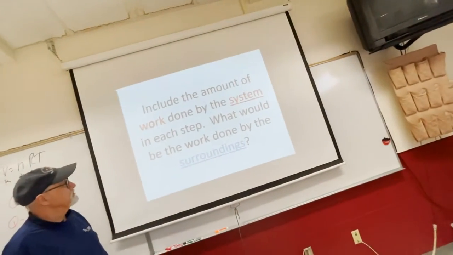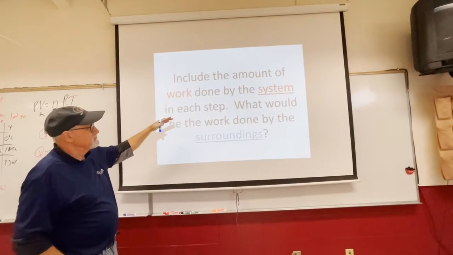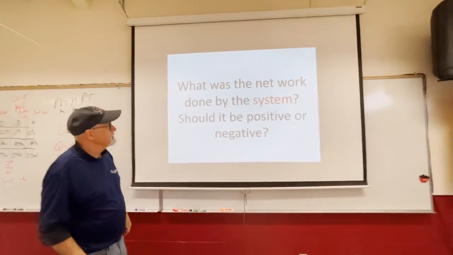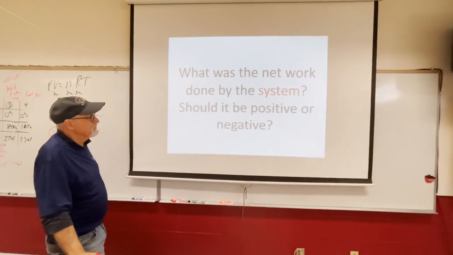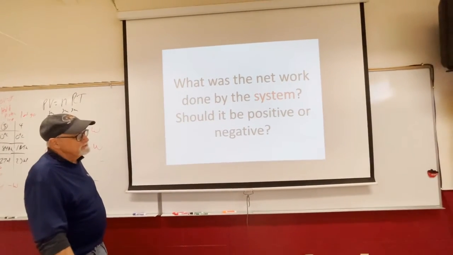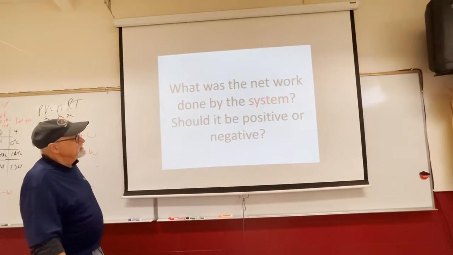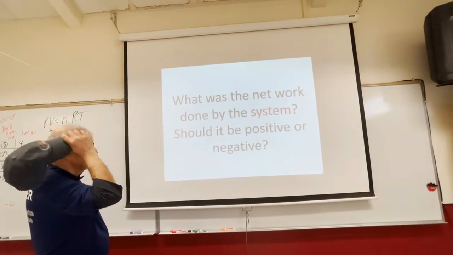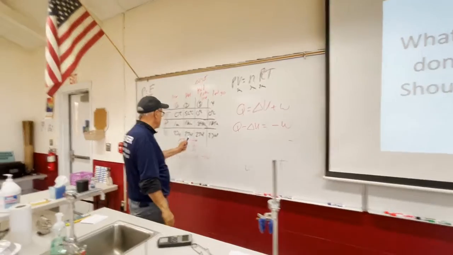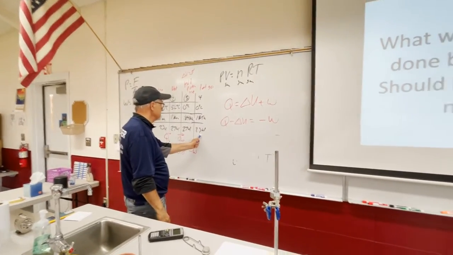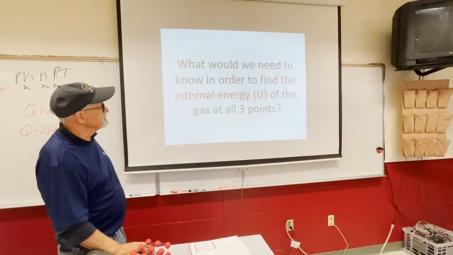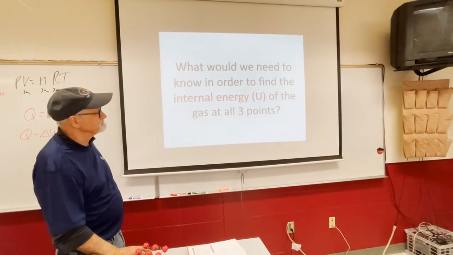Okay, so the gas is doing positive work, 5. The surroundings would be negative work, negative 5. That's what I was thinking. Okay, net work done by the system, should it be positive or negative? Well, negative plus positive, is it zero? This question is incomplete. You mean net work? Is that the total sum of all the work? Because if so, it would be 0, right? It would be 0 because we ended back up at 23 milliliters. So what would you need to find the internal energy of the gas at all 3 points?